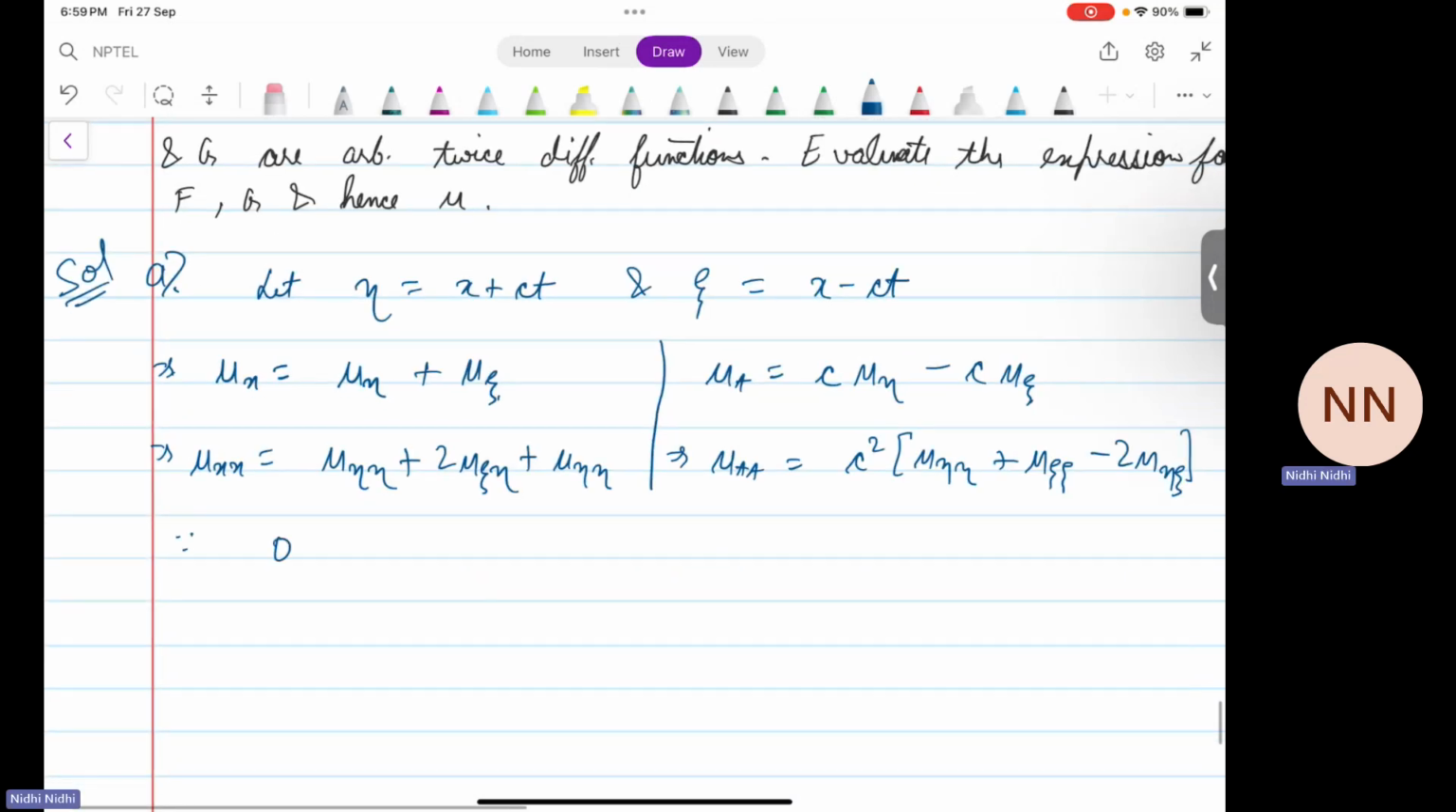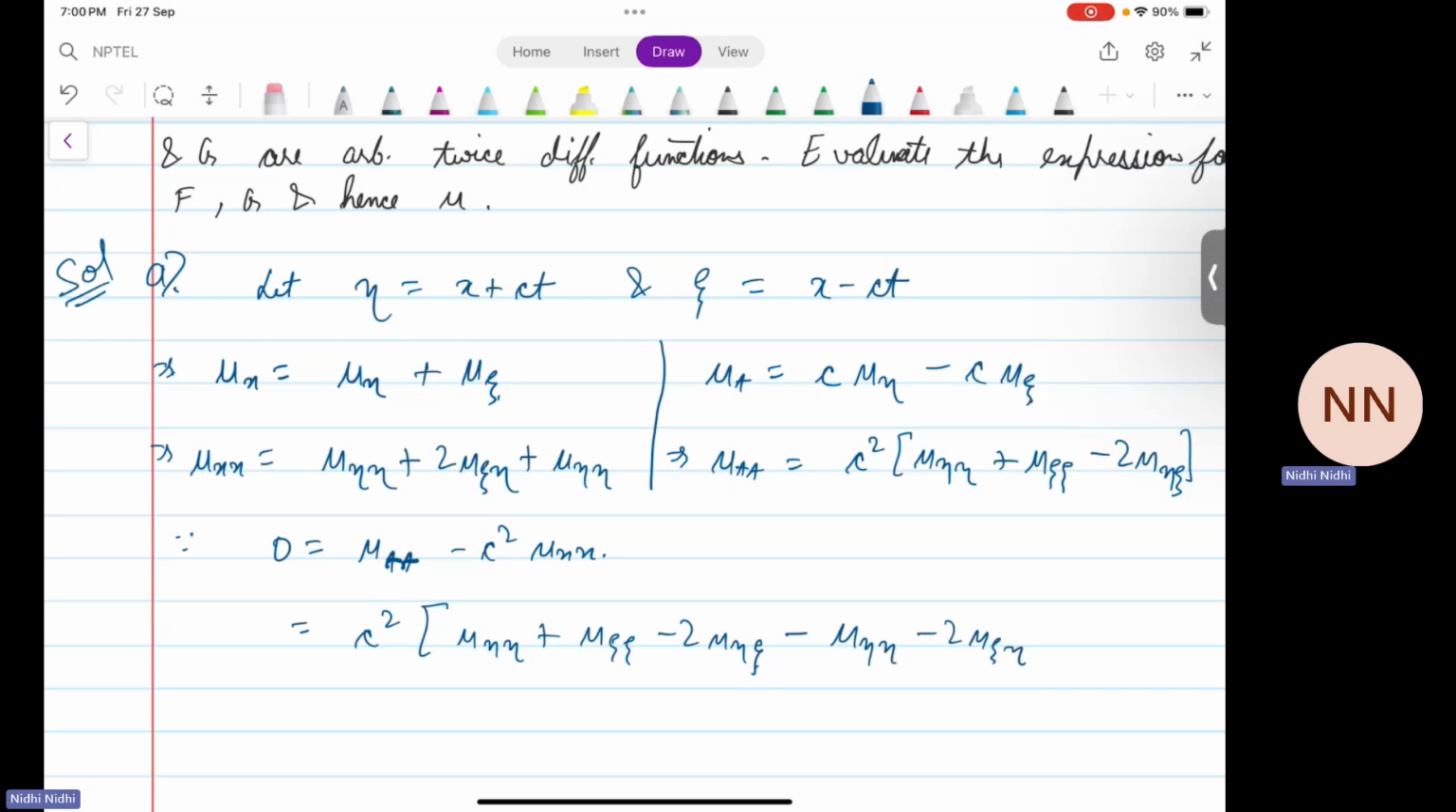Now, since we have 0 equal to u_tt minus c square u_xx, substituting the values of u_xx and u_tt in this equation, we get this is equal to, taking c square common, u_eta_eta plus u_zeta_zeta minus 2u_eta_zeta minus u_eta_eta minus 2u_zeta_eta minus u_zeta_zeta. So these terms get cancelled out.